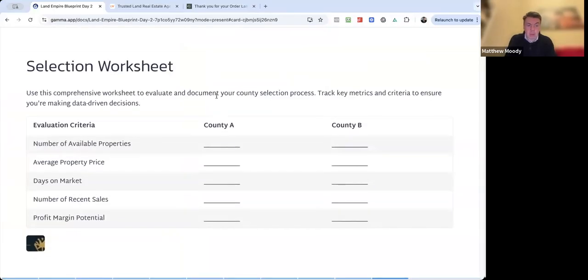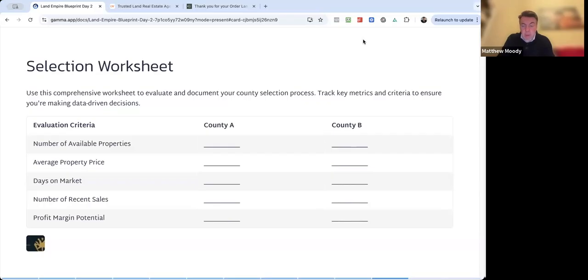Then you can use this worksheet, which I will put in the Facebook group, to document your process. What you'd be looking to do is put down the number of available properties and the average property price, which, to be fair, you would just get from the first one or two pages. You would just scan down the list. If you're only looking at, let's say, 10 to 20 acres, and you've got price points of 25, 50, 40, 30, you'd make an average and put that down there.